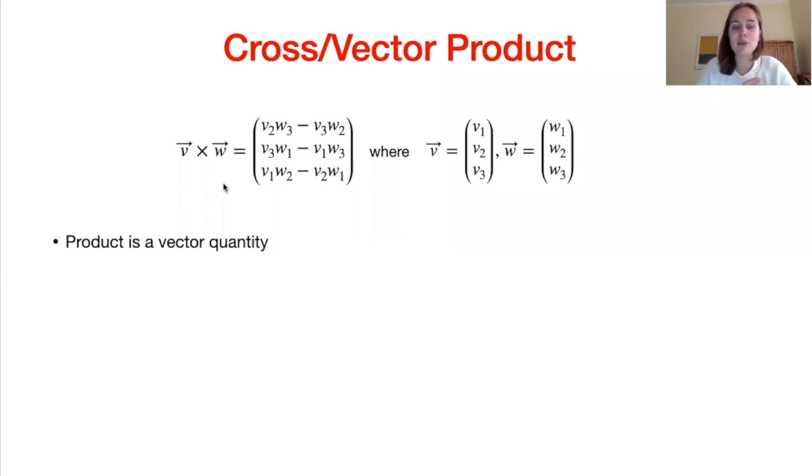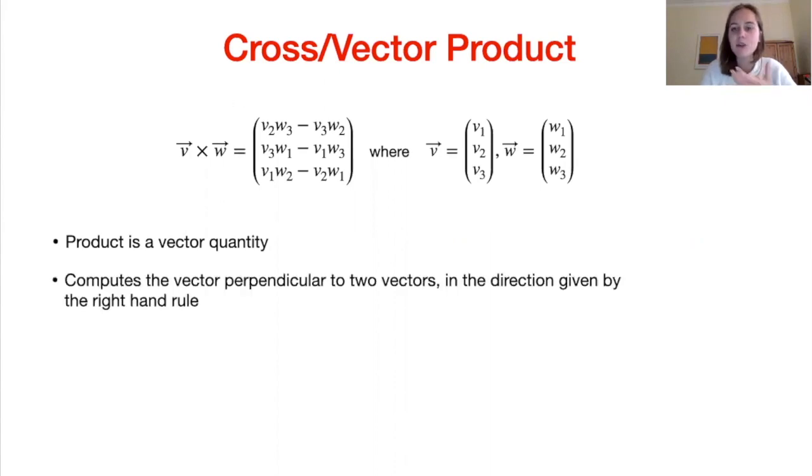As we said, the product is a vector quantity. Now you might ask yourself, if it's a vector, okay, well, we get the magnitude of each component using this formula, but can we visualize its direction? Well, the vector product actually computes a vector which is perpendicular to the two vectors which we're multiplying, and the direction of that vector is given by the right-hand rule.